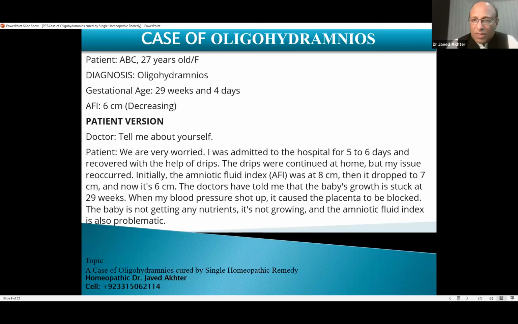As you know, the role of the placenta is to give nutrition and oxygen to the baby. The baby is not getting any nutrients. It's not growing. And the amniotic fluid index is also problematic.